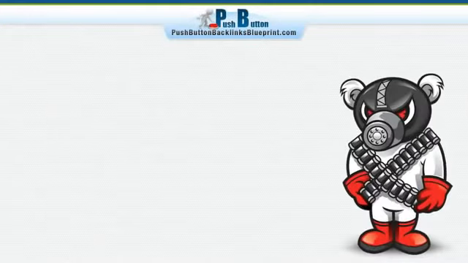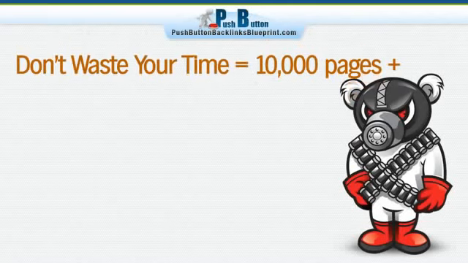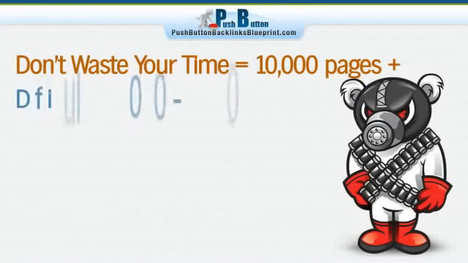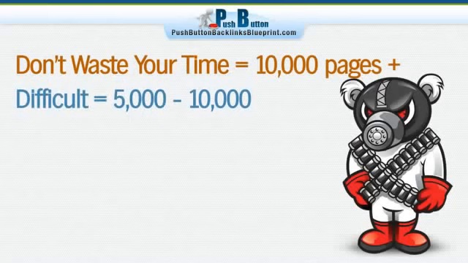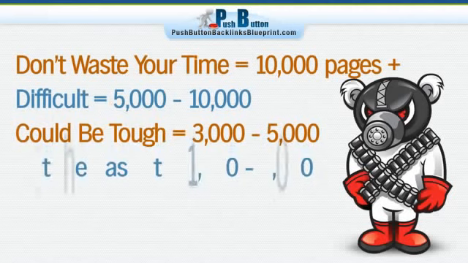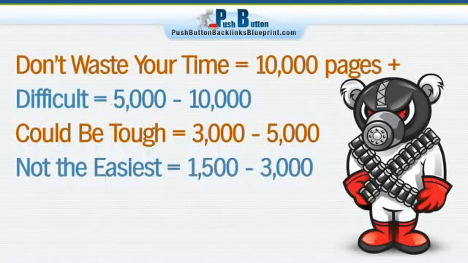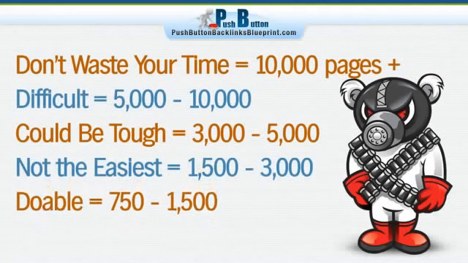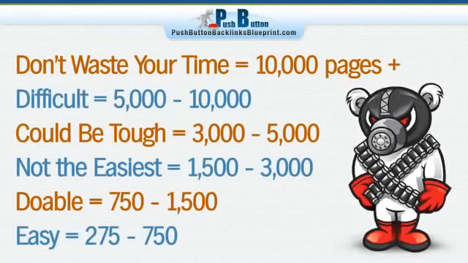And these categories are defined as follows. Don't waste your time is 10,000 or more competing pages. Difficult is 5,000 or more competing pages. Could be tough is 3,000 or more. Not the easiest is 1,500 or more. Doable is 750 and up. Easy is 275 and up, and anything below that is extremely easy.